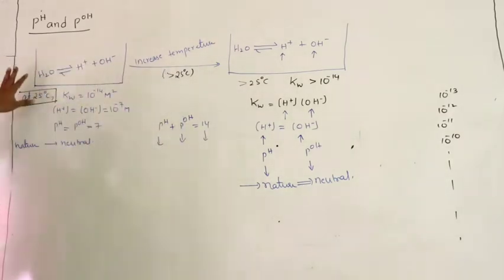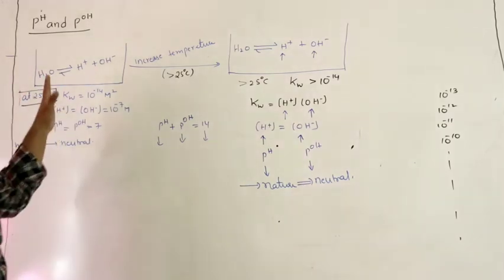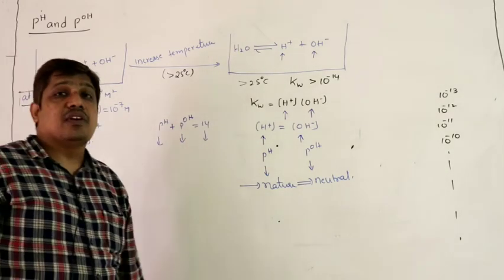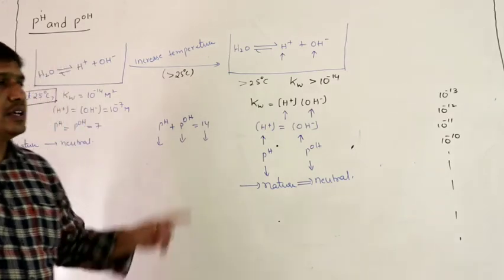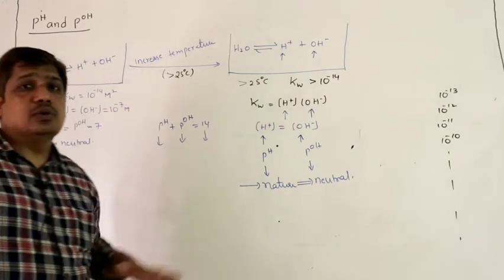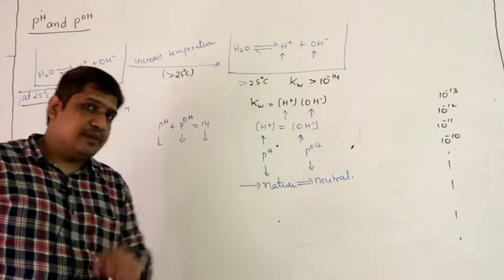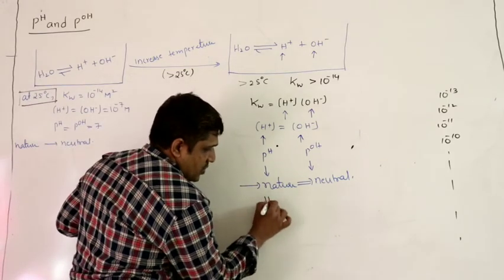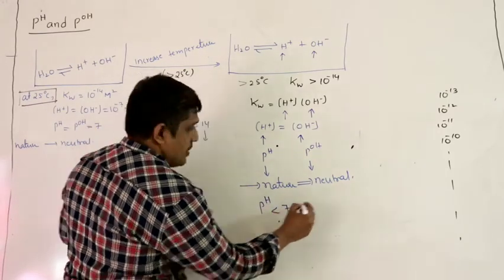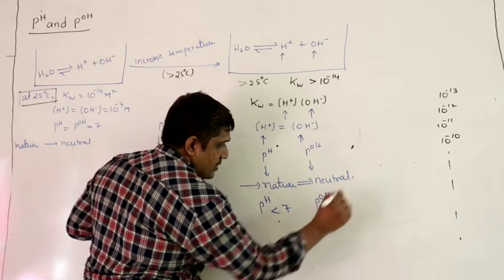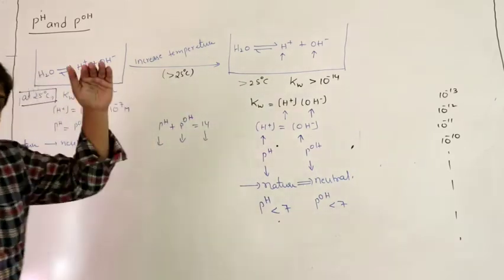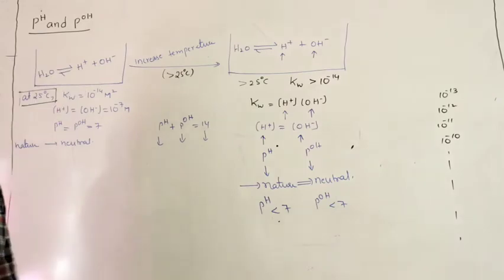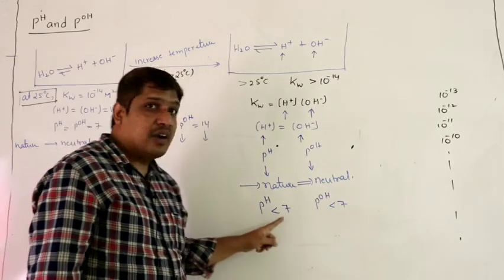So whether you take water at 25 degrees Celsius, 30, 35, 40, 45, 50, 60, 70, 80, 90, the nature of the solution of water will be neutral, because the increase in the number of H plus will be exactly equal to the increase in the number of OH minus. But remember, pH here it is 7, but here it will be less than 7, because it is decreasing. pOH also 7, but here it will be less than 7. pH and pOH will decrease, because both H plus and OH minus concentrations are increasing. So with increase in temperature, pH of water will decrease.